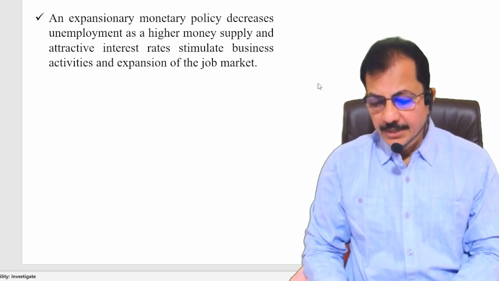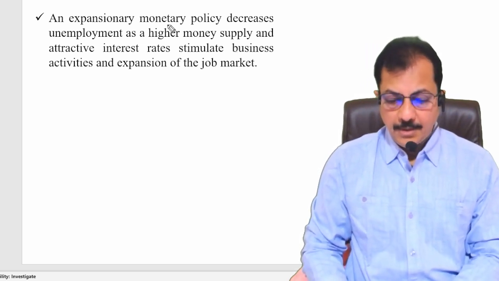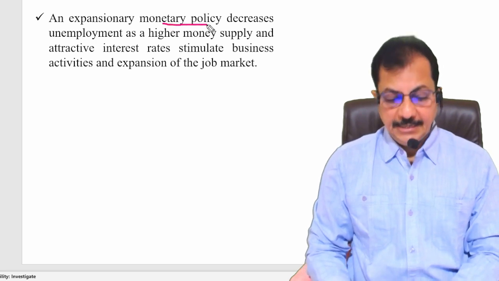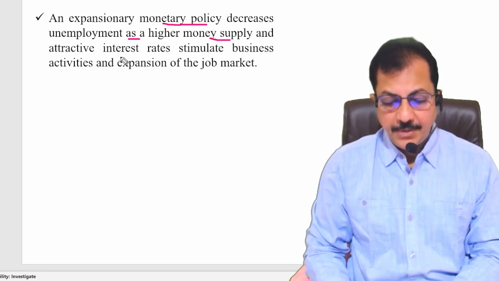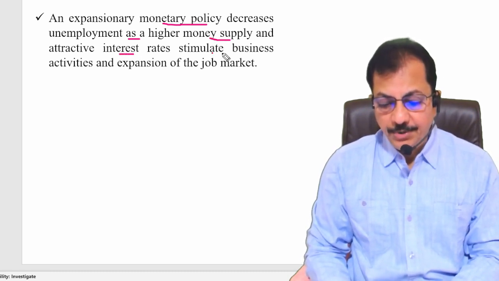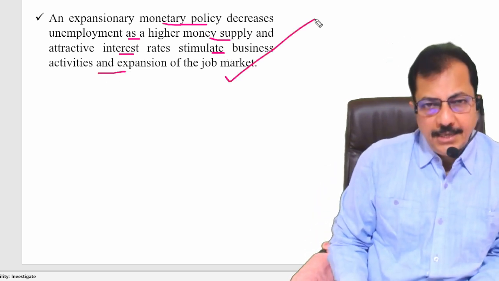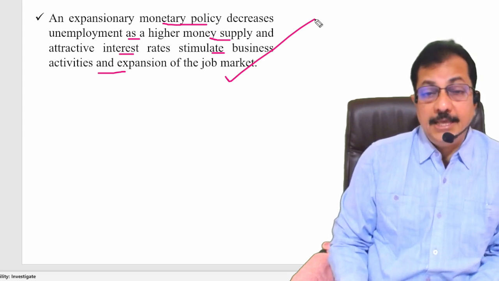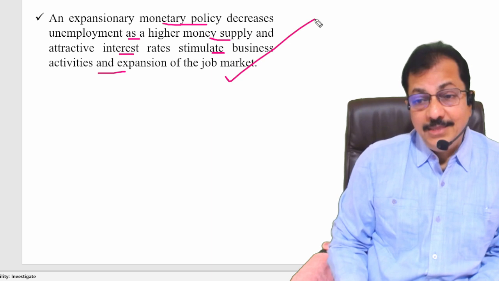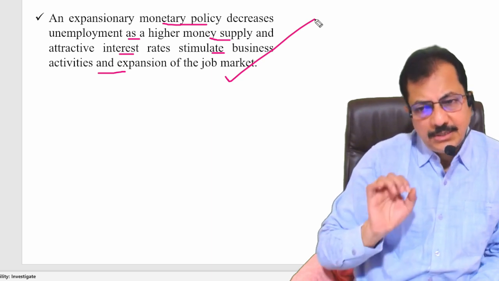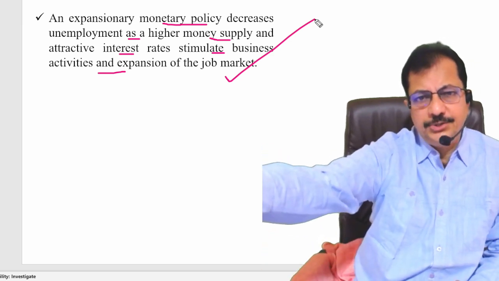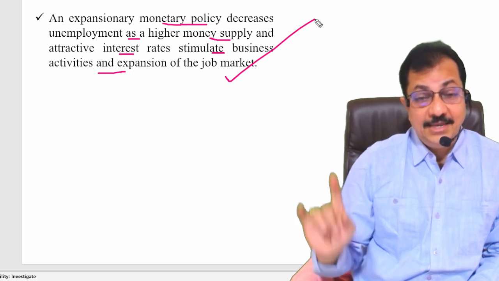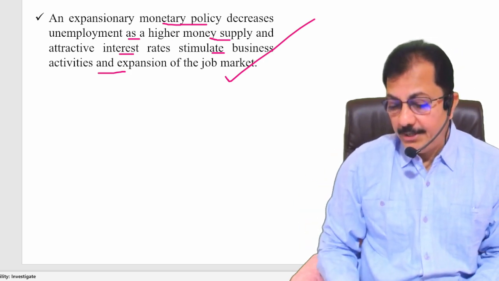Next is an expansionary monetary policy decreases unemployment, as higher money supply and attractive interest rates stimulate business activities and expansion of the job market. Expansionary policy will go on when there is an economic recession. During that time you need to supply more money. So more money into the market, more opportunities, more industries, more growth, more employment. That is possible through expansionary monetary policy.